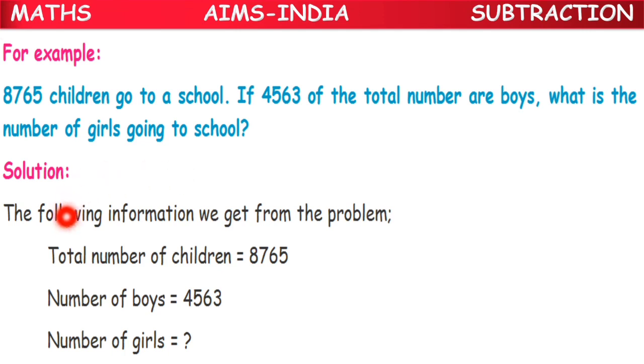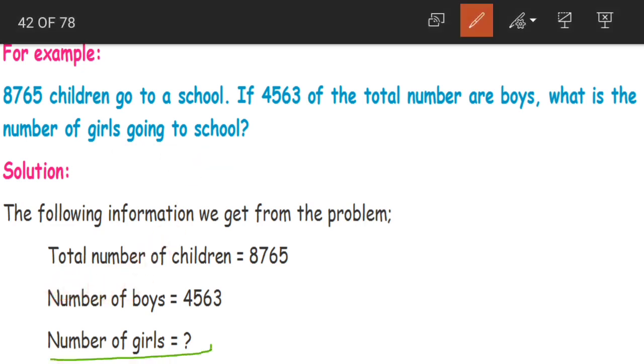First, let us write the steps. What will be the first step? The following information we got from the problem. What did we get? This 8,765 is the total number of children. So total number of children is equal to 8765. Now the next is what? The total number of boys. So the number of boys is equal to 4563. Yes children. Now what do we need to find out? The number of girls going to school. So number of girls is equal to question mark.